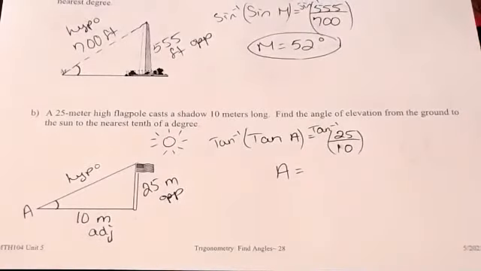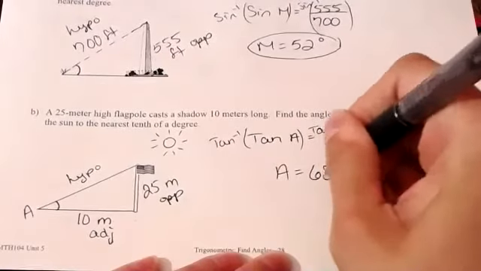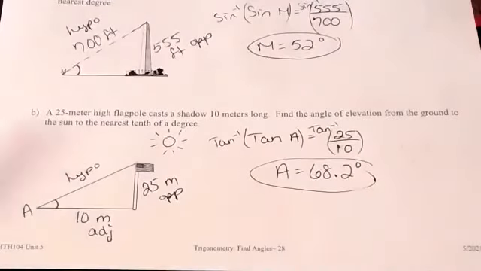So tan inverse of 25 divided by 10, that's going to give me an angle of, and we want the nearest 1/10 of a degree, so this is 68.2 degrees. And you're done.